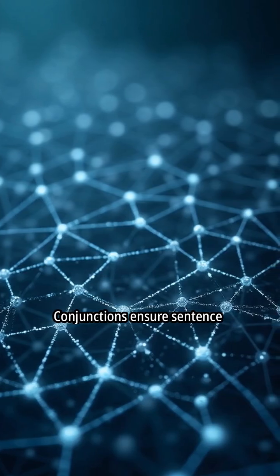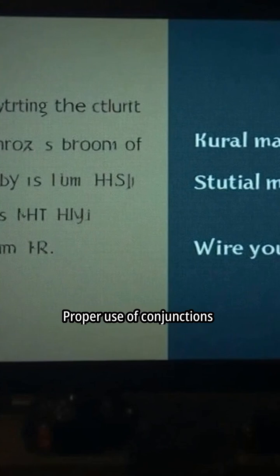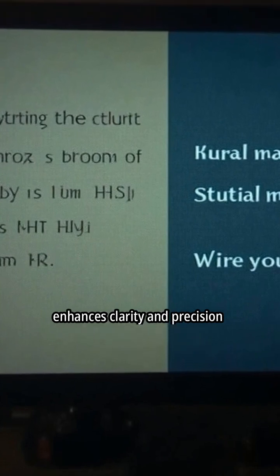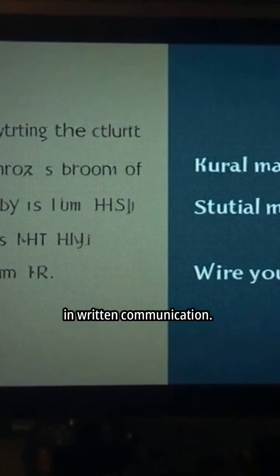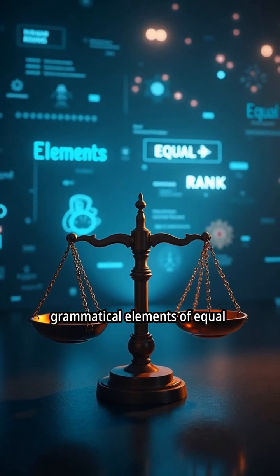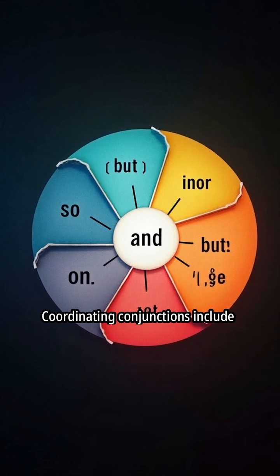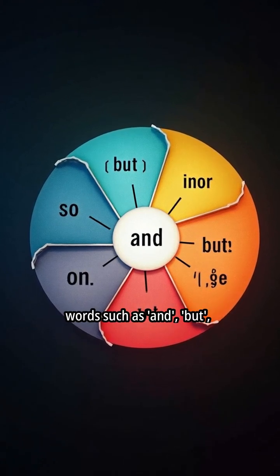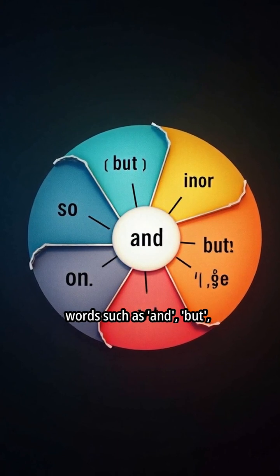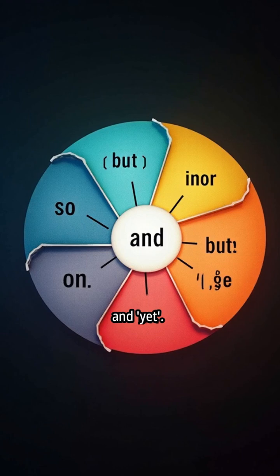Conjunctions ensure sentence coherence and logical relationships between ideas. Proper use of conjunctions enhances clarity and precision in written communication. Coordinating conjunctions connect grammatical elements of equal rank. Coordinating conjunctions include words such as and, but, or, nor, for, so, and yet.